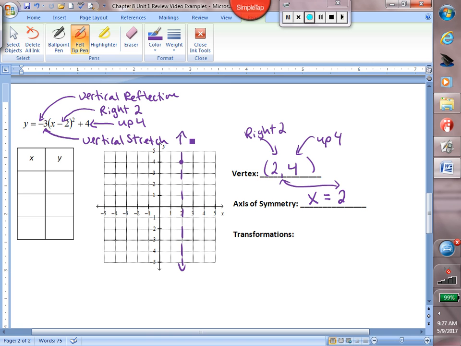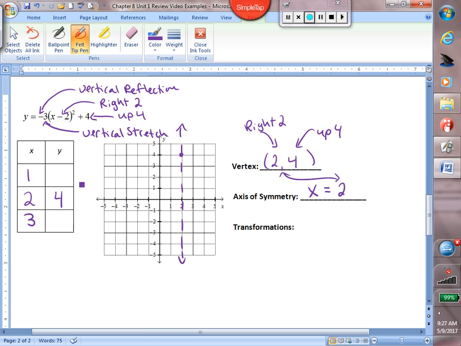To find a few more points on our graph, we put our vertex at the middle of our table, and we pick some values that are close to 2. Close to 2, I would pick 3, and I would pick 1. It's your choice which value you put into the original equation to find the y. Since your graph is symmetric, these two values will match. I'm going to choose to use 3.